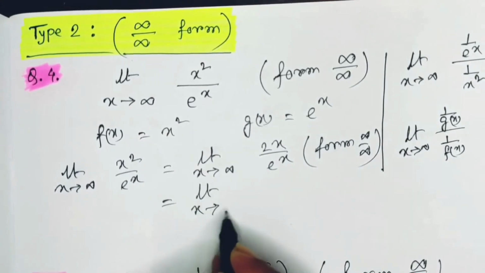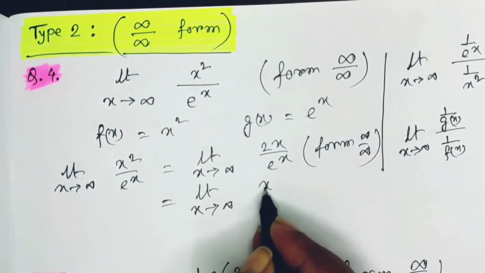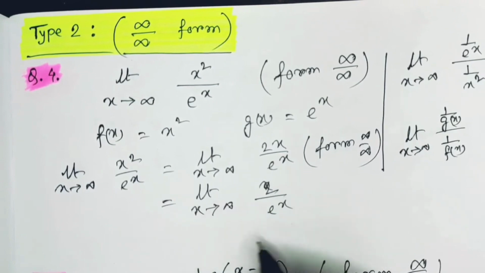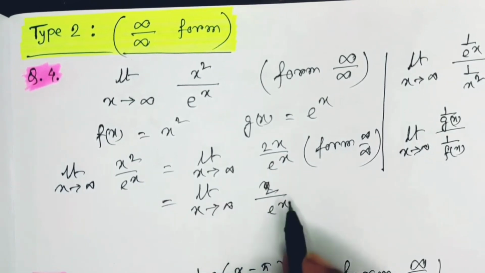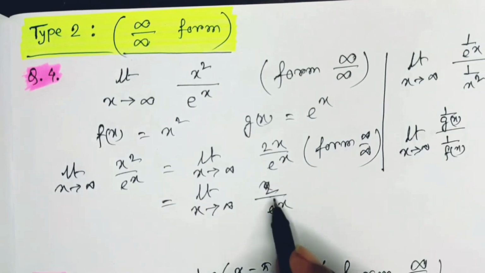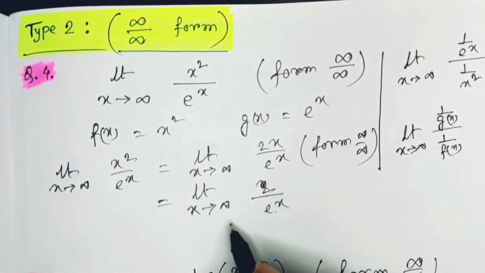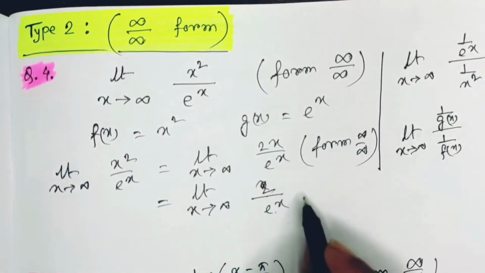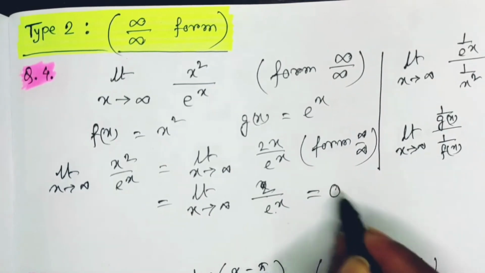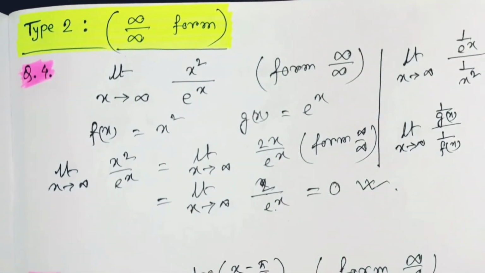So it gives us 2 divided by e to the power x. So now we shall find out it is 2 by e to the power of x. That means e to the power infinity by 2, which is not in the form of infinity by infinity anymore. So now we shall find here 2 by infinity, and anything divided by infinity is 0. So the limiting value is 0 here.